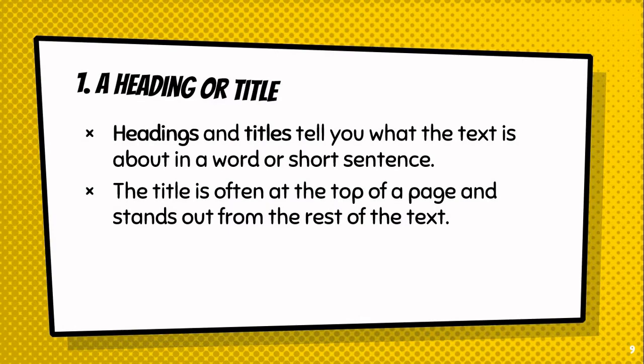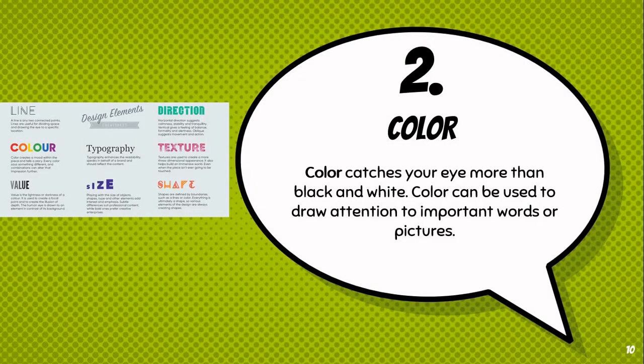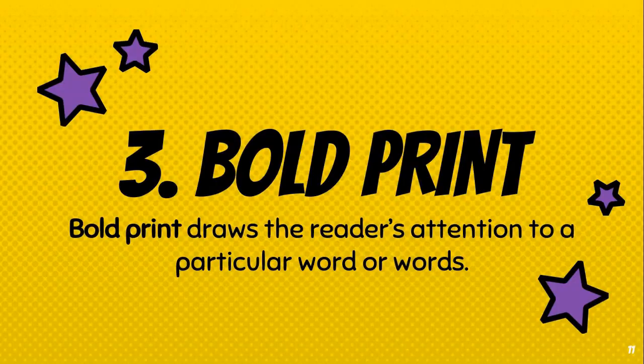The first one is a heading or a title. Headings and titles tell you what the text is about in a word or short sentence. The title is often at the top of a page and stands out from the rest of the text. The second feature is color. Color catches your eye more than black and white for sure. So color can be used to draw attention to important words or pictures.